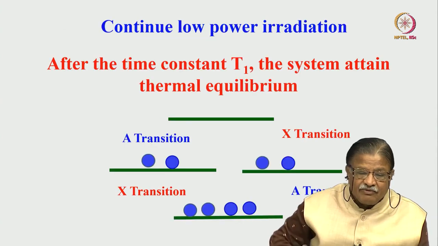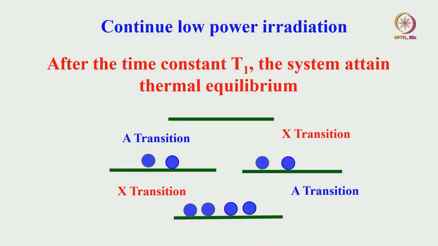Let us go to the other one. I continue to irradiate at the low power, wait for the spins to attain equilibrium. It will happen. It will all come back to the original state where we started with 4220. Here again, both the A and X spins have equal intensity transitions, 2-2. Fine. So what we did here, we irradiated A spin and allowed it to come through double quantum pathway.